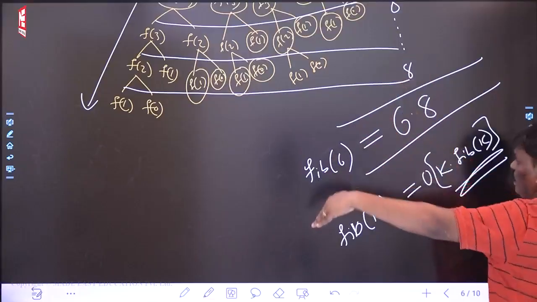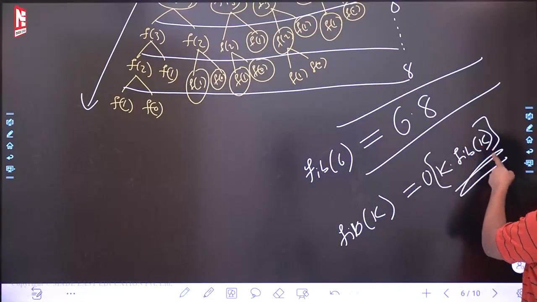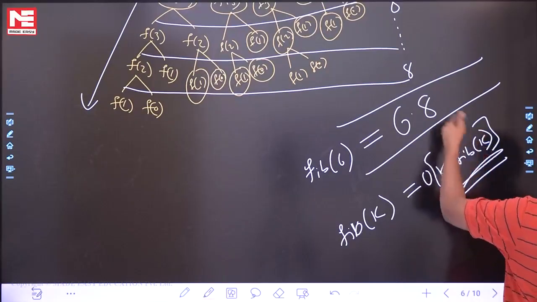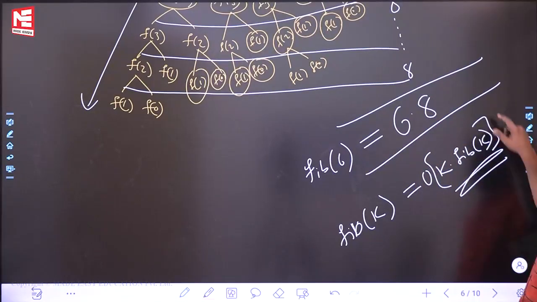Why? A k-level tree will come, and every level contains Fibonacci of k, which may be 8. Take k value 6, and assume that Fibonacci of k is 8. Now can you help me?